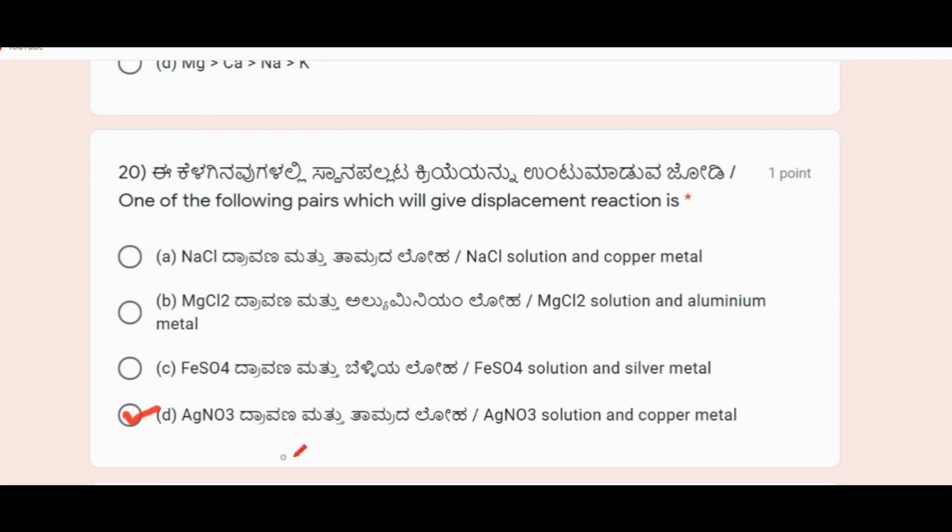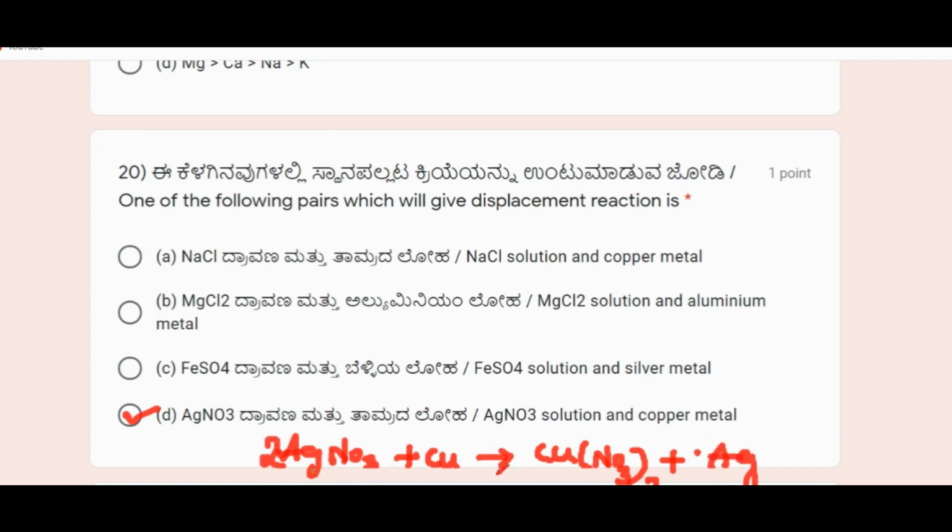Reason is AgNO3 plus copper metal gives rise to copper nitrate, Cu(NO3)2, plus silver. It is not balanced. I will just add 2 to AgNO3 and 2 to silver. Yeah, now it is balanced. So the correct option for displacement reaction is AgNO3 solution and copper metal.